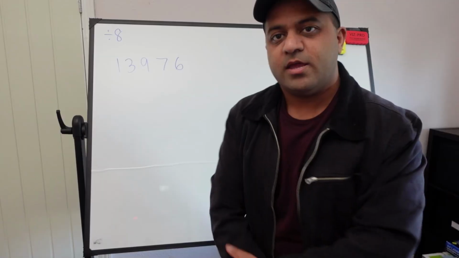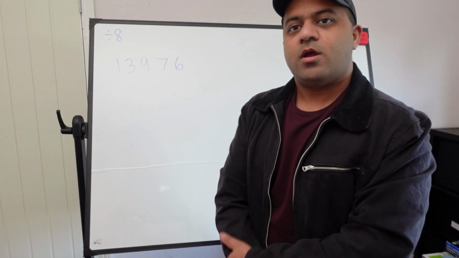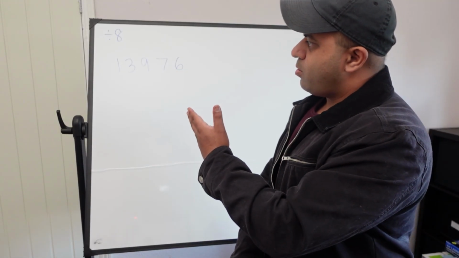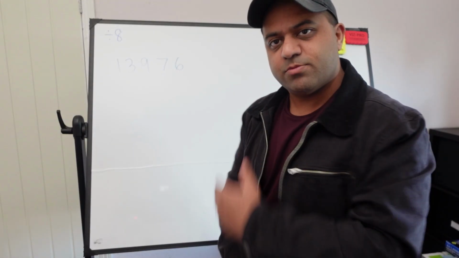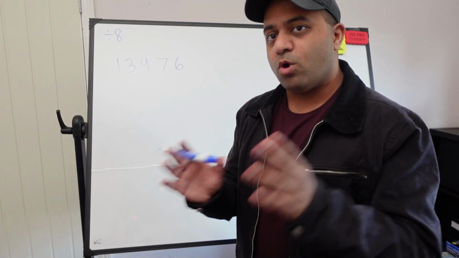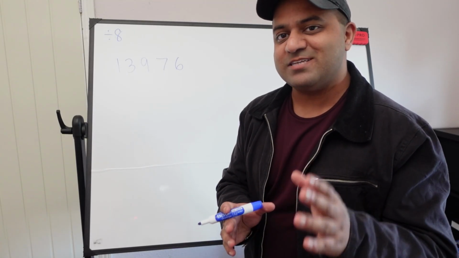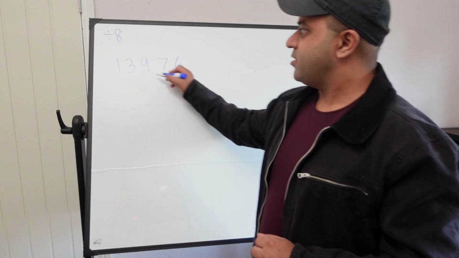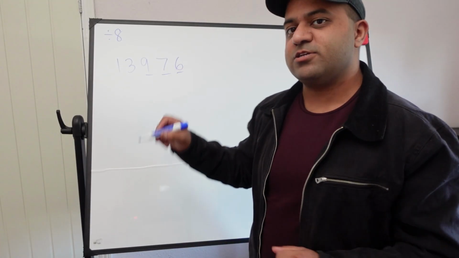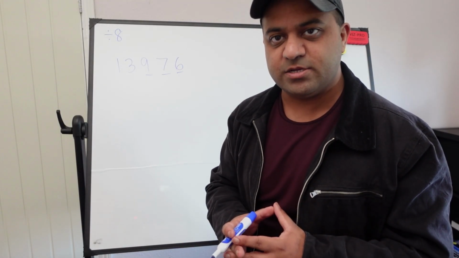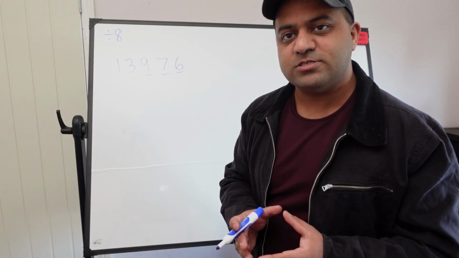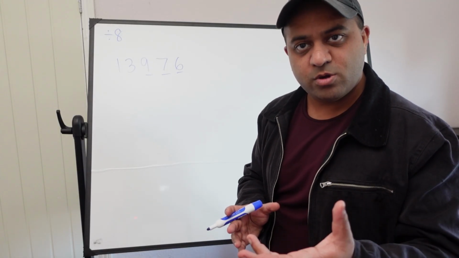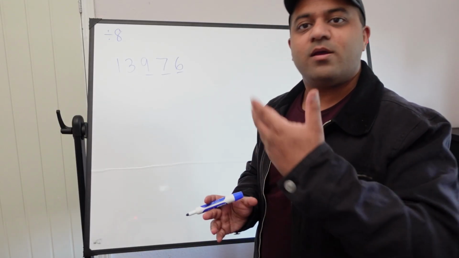Okay, to divide by 8, here's an example. 13,976. I know that this number is divisible by 8 without doing the full division. All I'm going to check is the last 3 digits. 976. This comes from the fact that dividing by 8 is dividing by 2 and dividing by 2 and dividing by 2.